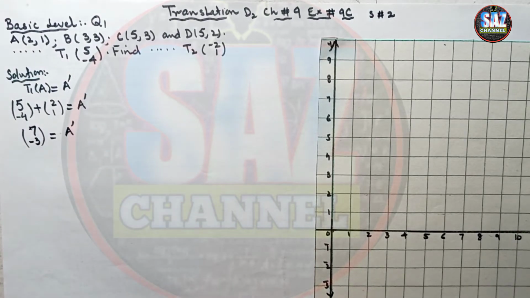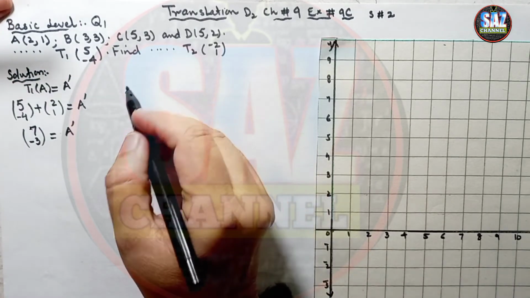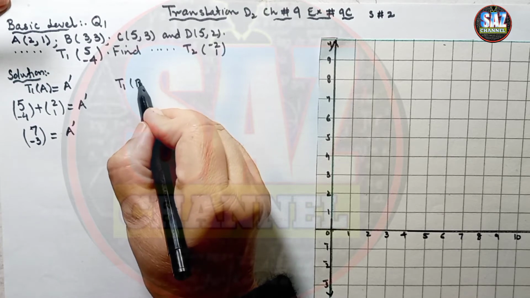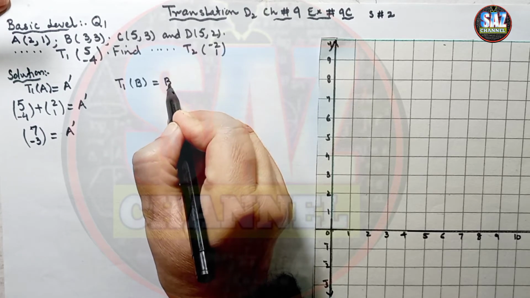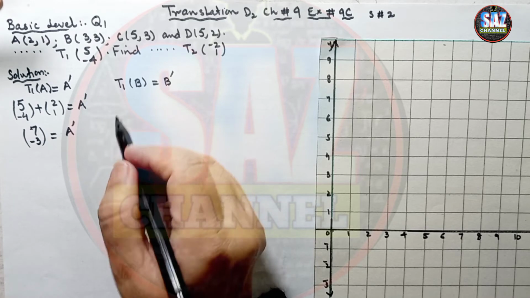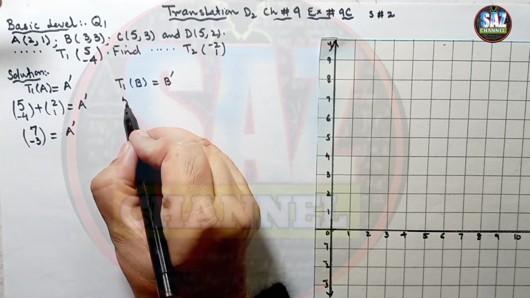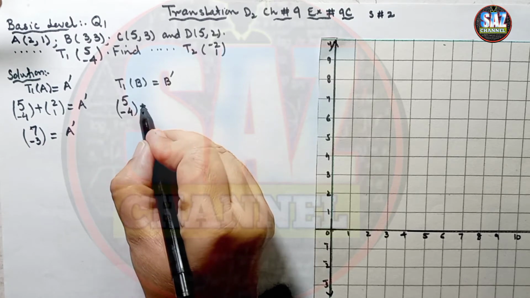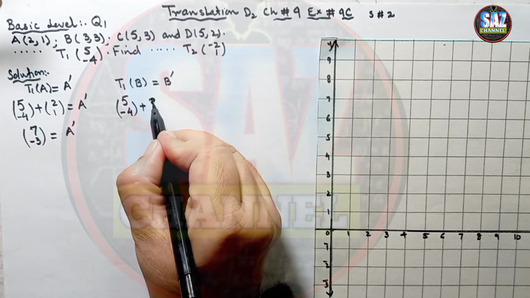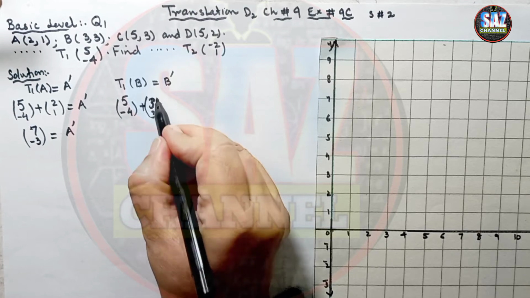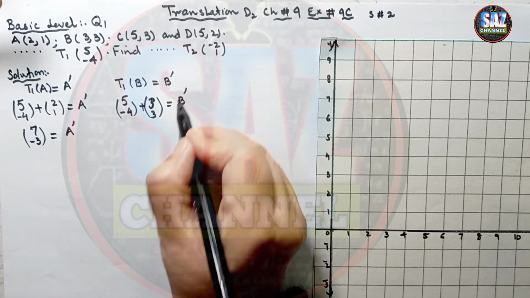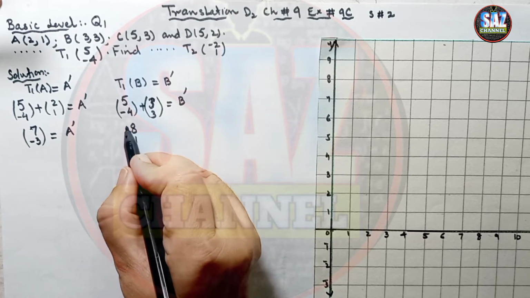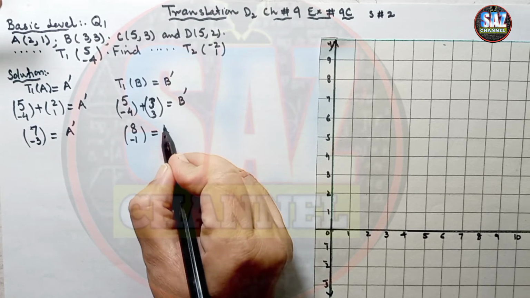Now we have to find the coordinates of B dash. T1 of B equals B dash. Now B has the coordinates (3, 3). So (5, -4) plus (3, 3) equals B dash. 5 plus 3 is 8 and -4 plus 3 is -1. So B dash is (8, -1).